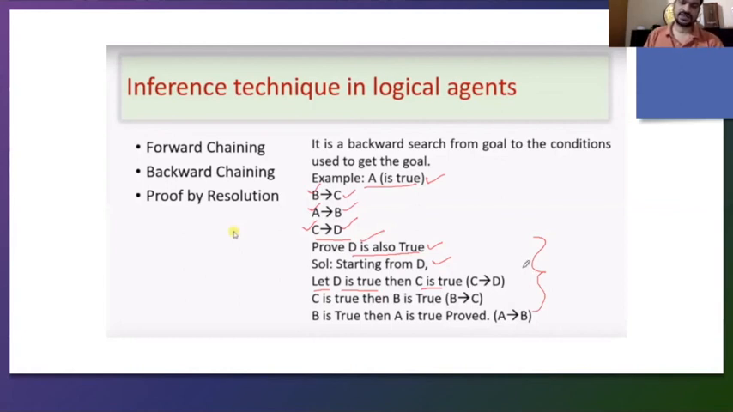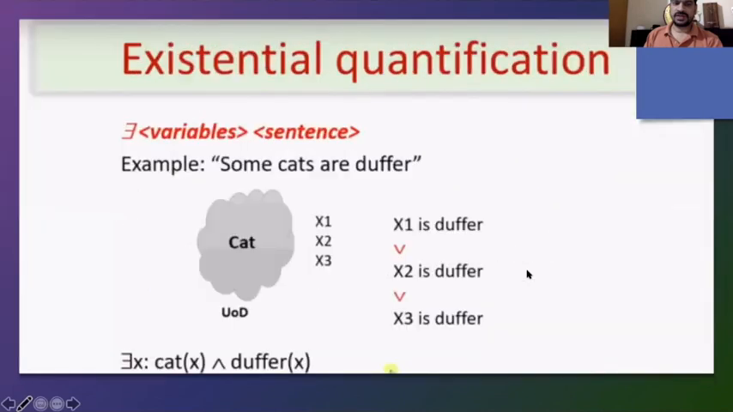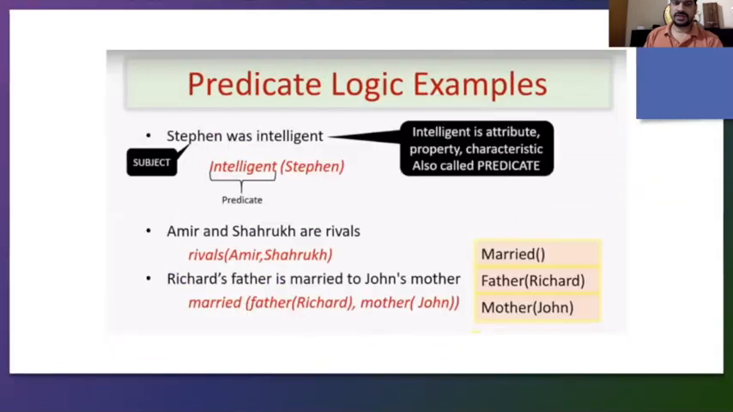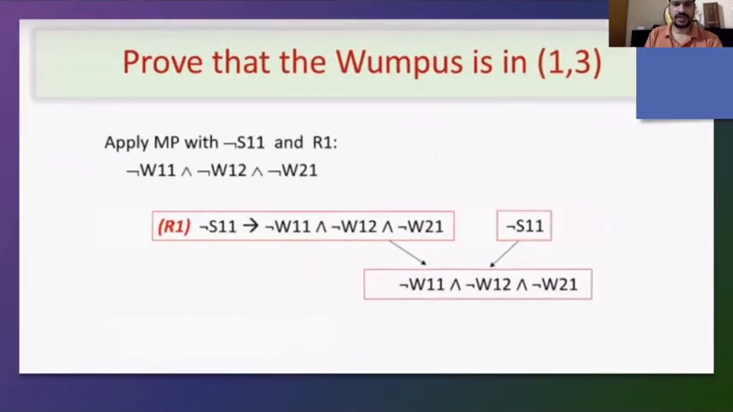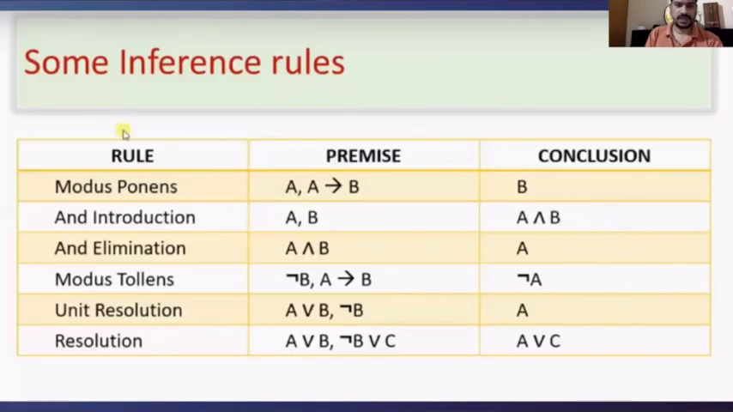Now come to the last one. The last one is proof of resolution. Before going to the proof of resolution, let's understand the resolution inference rule. What is the resolution inference rule? Let's go to the inference rules and see what the resolution rule is. If you come here, where is the resolution? You can see the last one is the resolution rule.